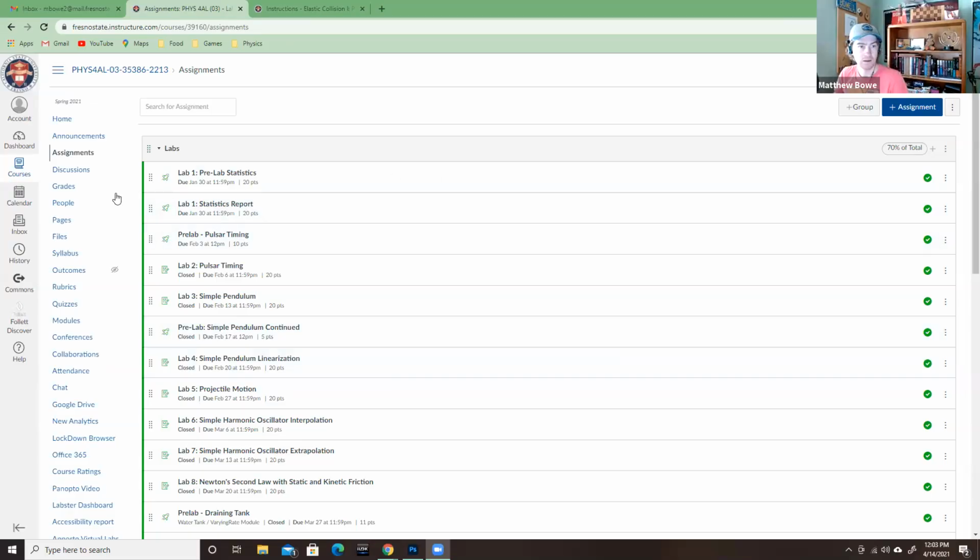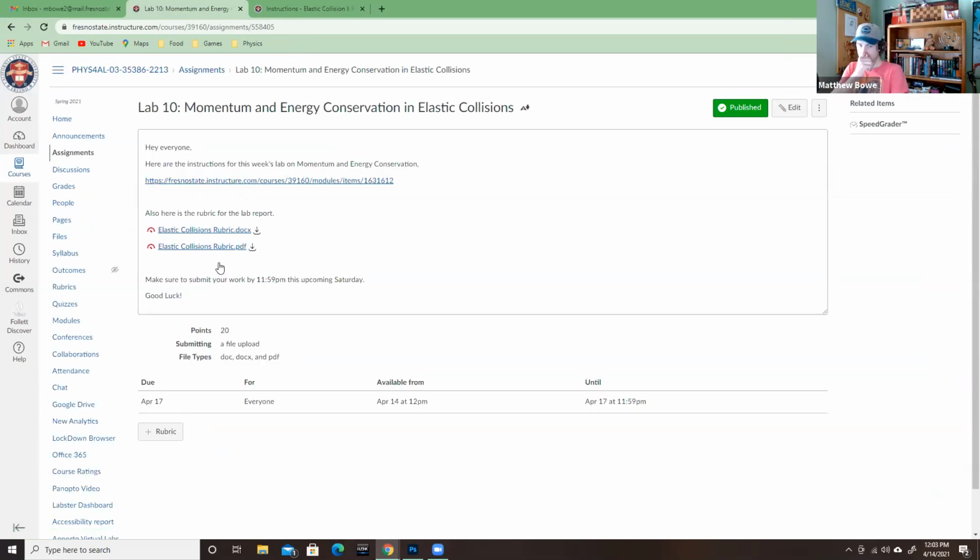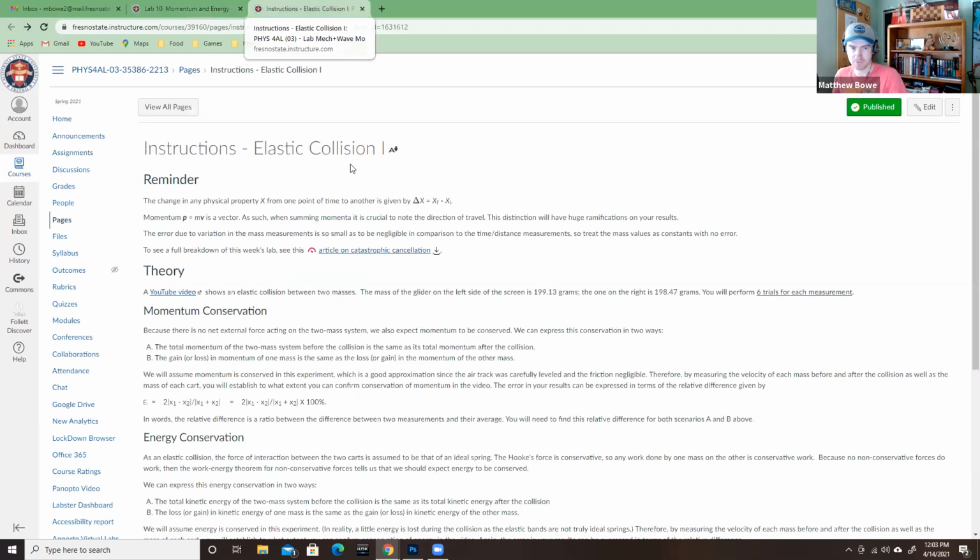All right, so today's lab is on momentum and energy conservation, specifically in an elastic collision. Let me go over the instructions. Let me pull those up. Okay, once we get to lab 10, before we get to the instructions, fairly straightforward, I think.